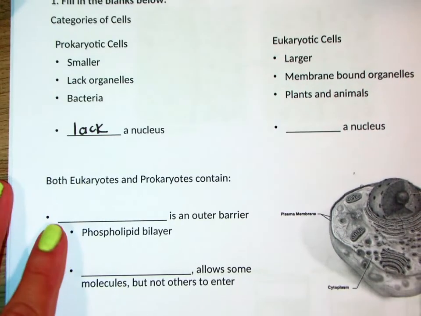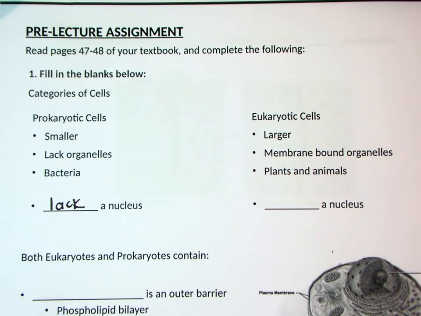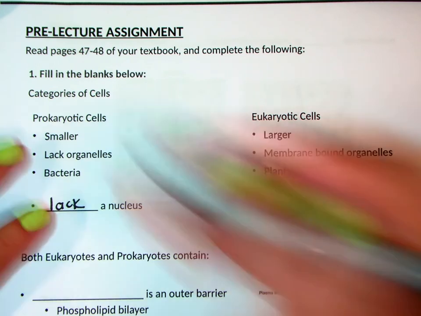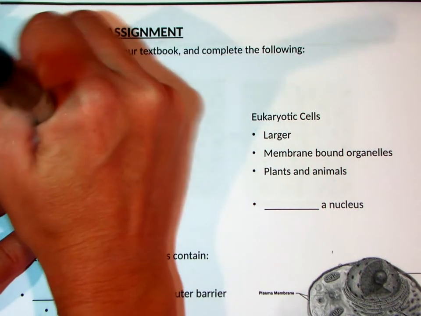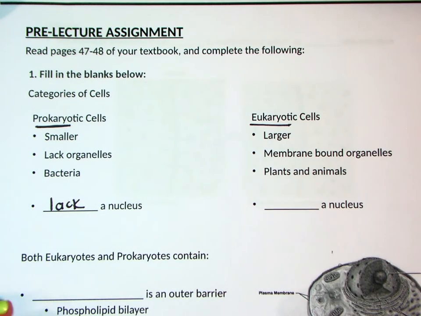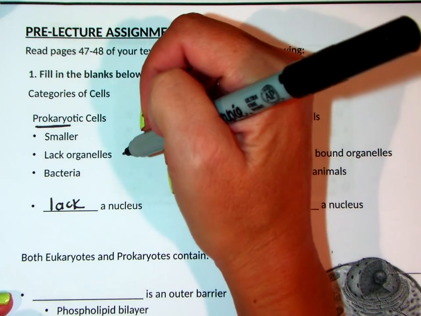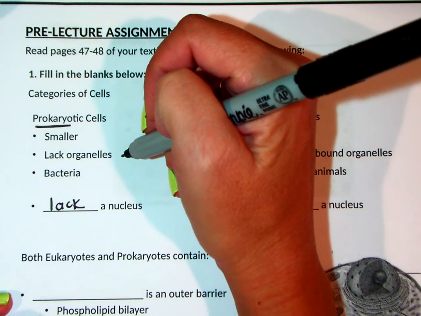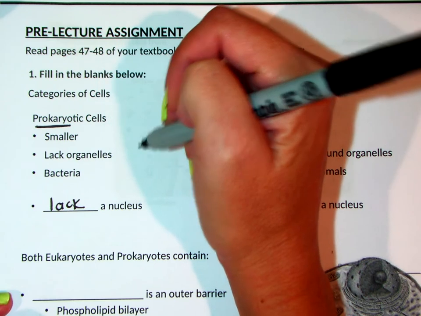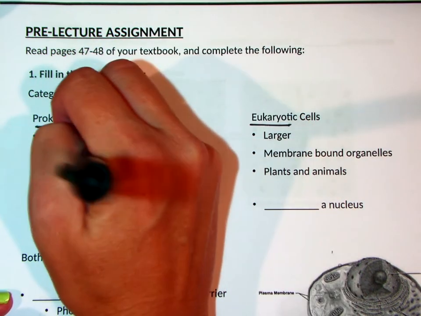So I do want to go over this a little bit first. The pre-lecture assignment, you should have gotten this from the reading, but I want to make sure you understand the difference between prokaryotic and eukaryotic cells. So prokaryotic cells are typically smaller. They lack organelles, things like endoplasmic reticulum, a nucleus, and an example is bacteria.